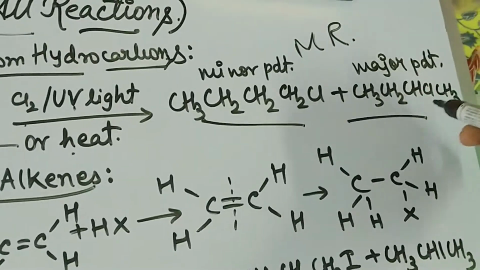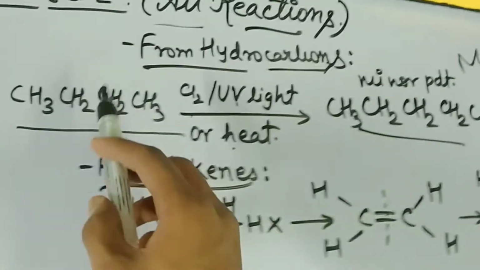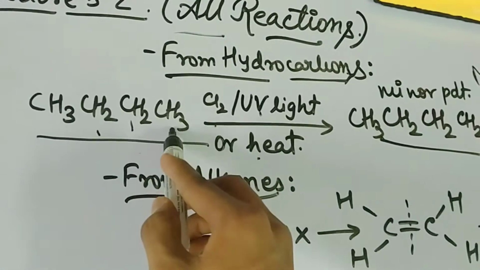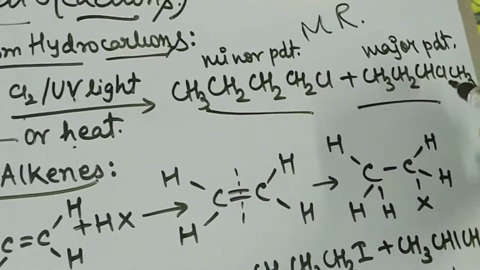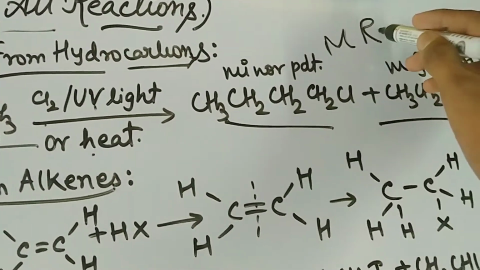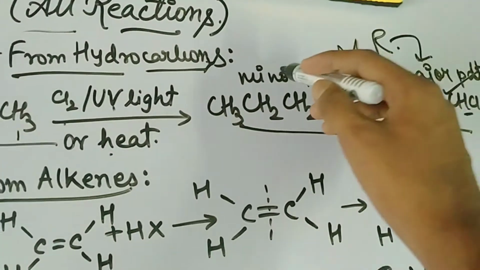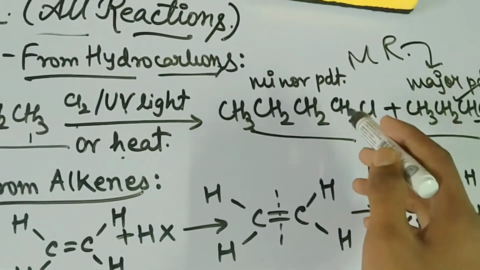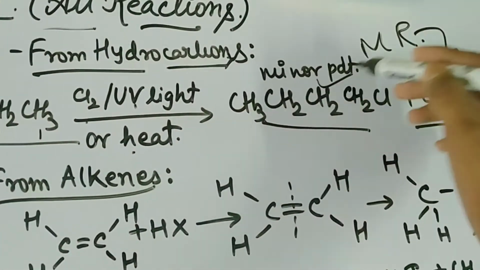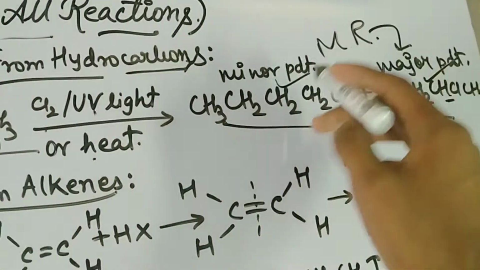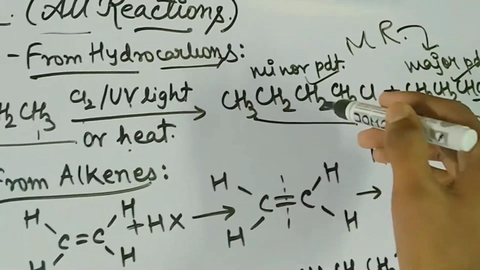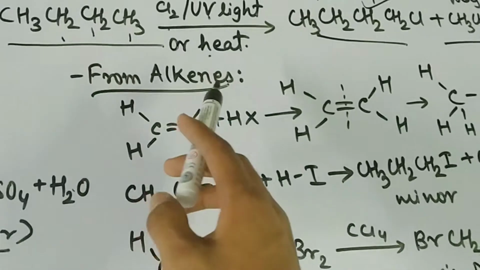Here the carbon with fewer hydrogens has 2, and the carbon with the most hydrogens has 3. So the chlorine should stick to the carbon with the least hydrogens. This is the major product, the Markovnikov rule product, and this is the anti-Markovnikov product, where the chlorine has stuck to the last carbon. So this is the minor product and this is the major product, because the Markovnikov product is the major product in the reaction.